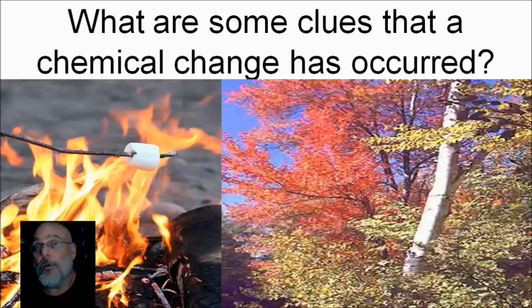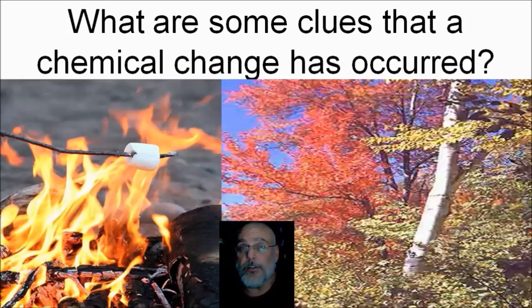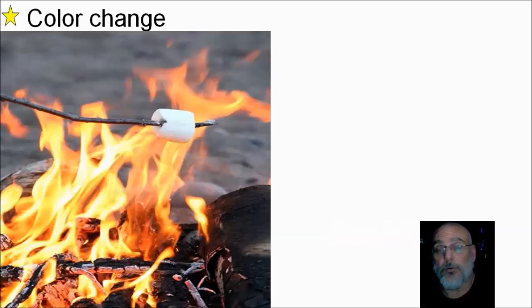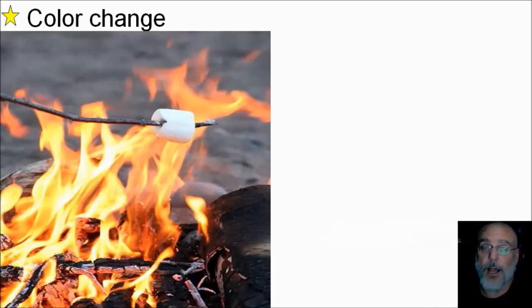Clues. Now, to know if something is a chemical change versus a physical change, you could look for some clues. And some of those clues include a color change. That's usually a pretty good one, a pretty easy one to spot.